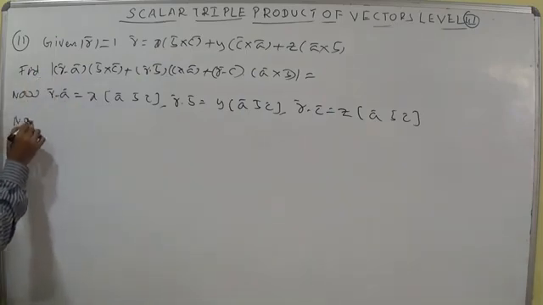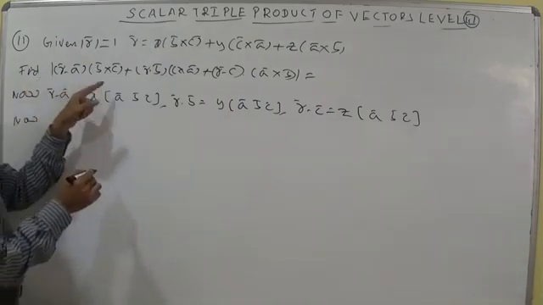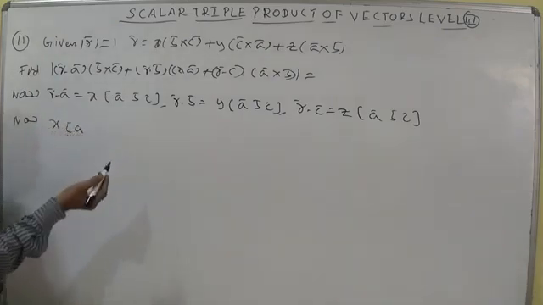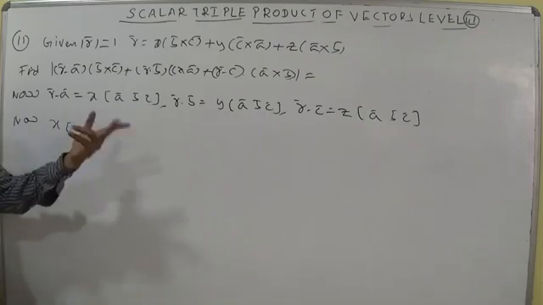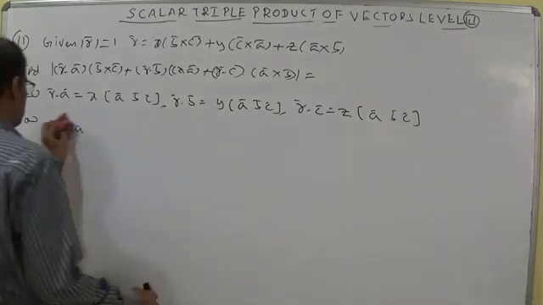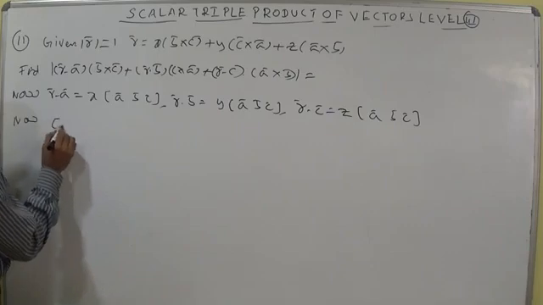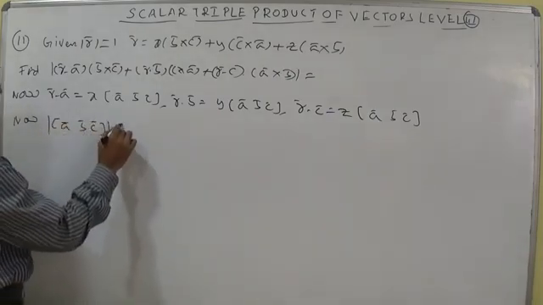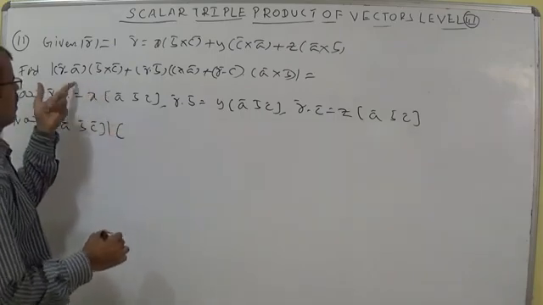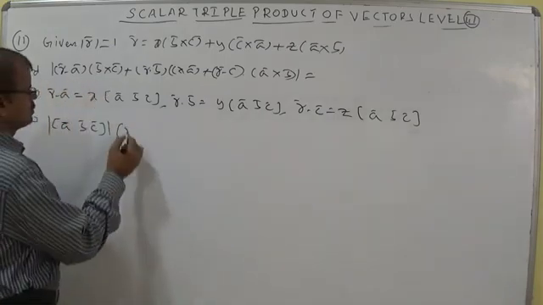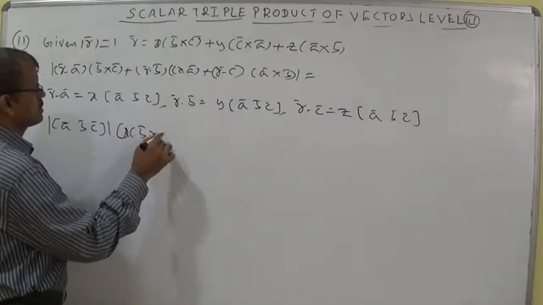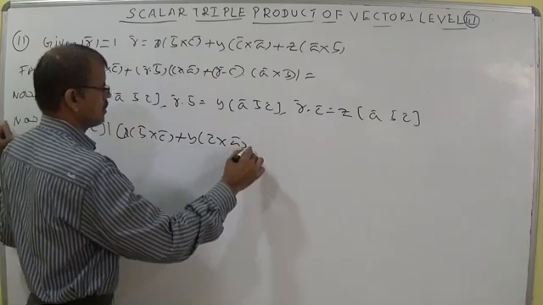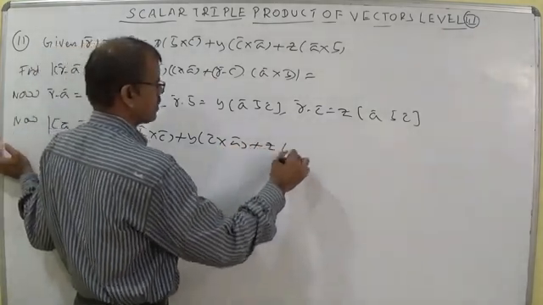Again I am writing, to find out this one, R bar dot A bar is x into box ABC. We can do one thing, students: box ABC taken common for every letter. So you take here box ABC along with the modulus, because modulus is given. Then you can write the value we got here: x into B cross C plus y into C cross A plus z into A cross B.